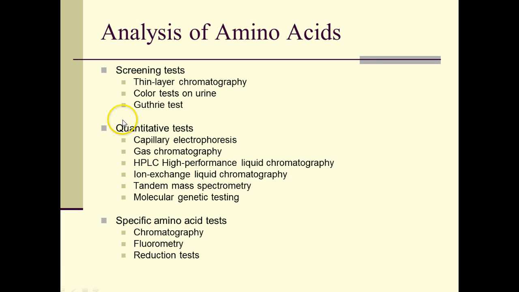Here's some of the testing that we can do for this. They use things like thin layer chromatography and the Guthrie test. We can also use capillary electrophoresis, gas chromatography, high performance liquid chromatography, and ion exchange. You don't have to memorize all of these, just be a little bit familiar with the Guthrie test for PKU, some of the chromatography for the amino acids, and we can get into some more molecular genetic testing as well.